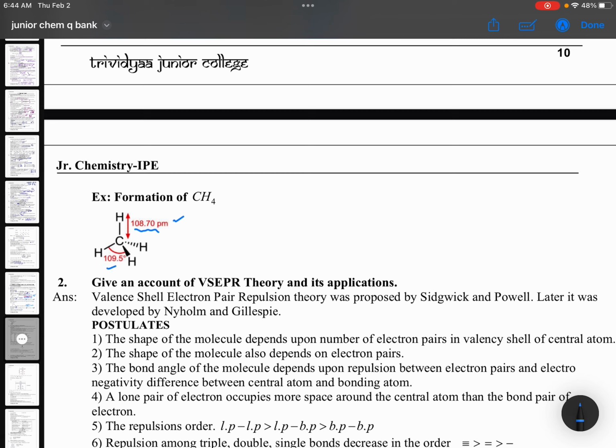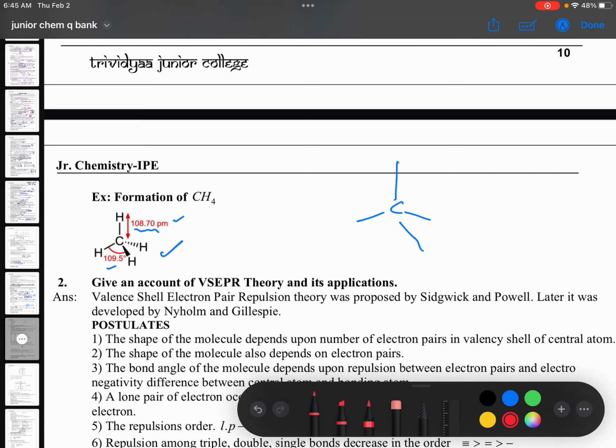In organic chemistry, we write this many times. Otherwise, you can simply write like this: 1, 2, 3, 4. Add these lines.